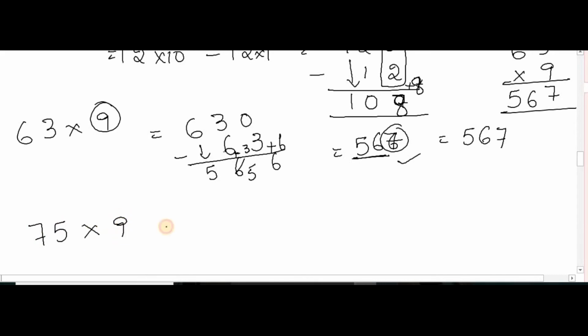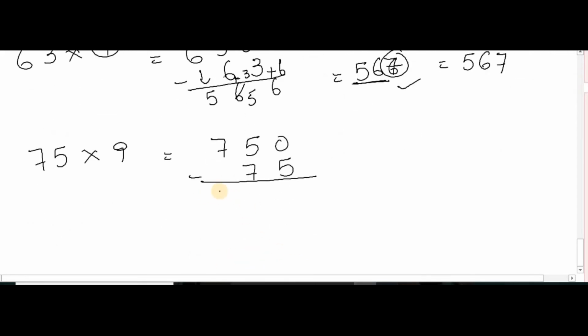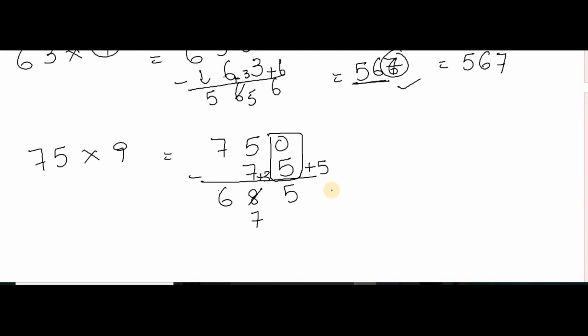75 multiplied by 9. So 750 minus 75. So 7 will come as it is a mismatch, the before number will come, and this is also a mismatch, and the complement is 5 here, and the complement is 3, 3 plus 5 is 8. As it is a mismatch combination, we'll write it, and 0 plus 5. So the answer is 675. Sorry, I'll write it clearly.